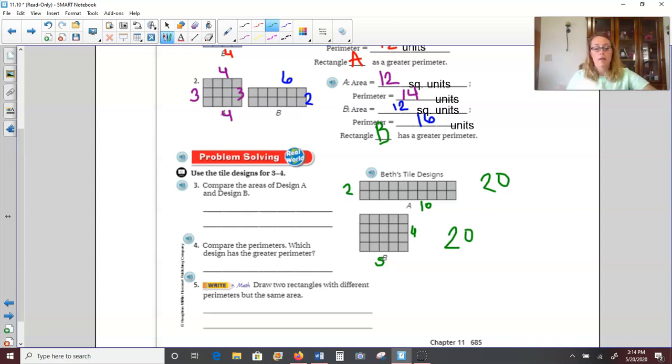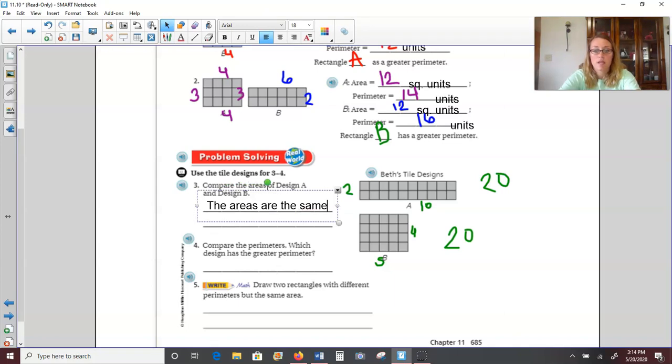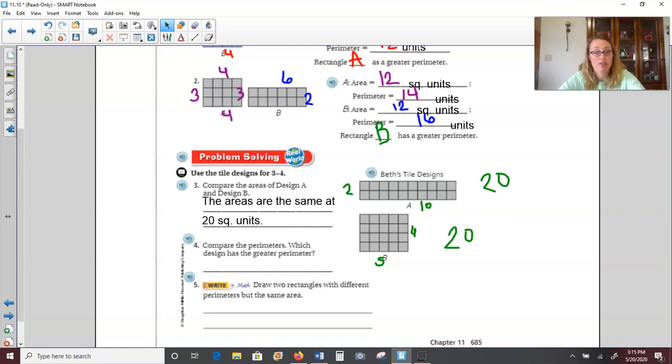So how do we compare them? Well, we would say they are the same. The areas are the same at 20 square units. Same area, but they're going to have different perimeters. So now, number 4, we're comparing the perimeter. Should have known that was coming.